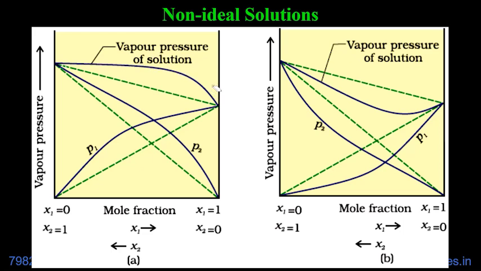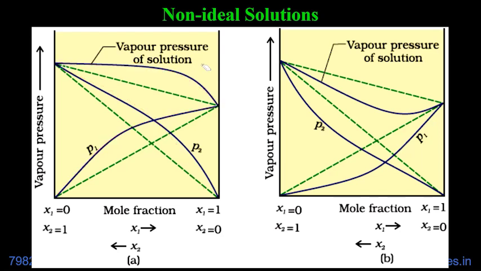So if the vapor pressures are higher than the ideal vapor pressure, in all cases you see vapor pressures are higher than the ideal vapor pressure. So this is considered positive deviation. Positive deviation means it is greater than the expected vapor pressure.